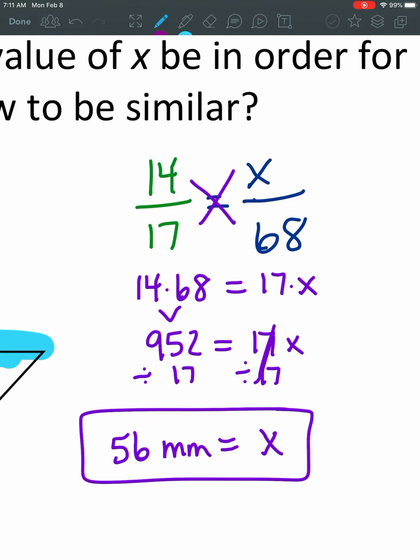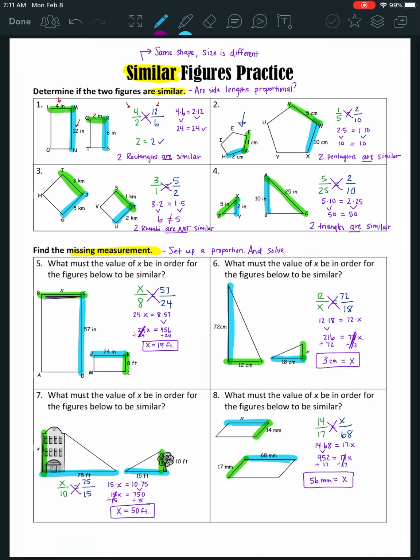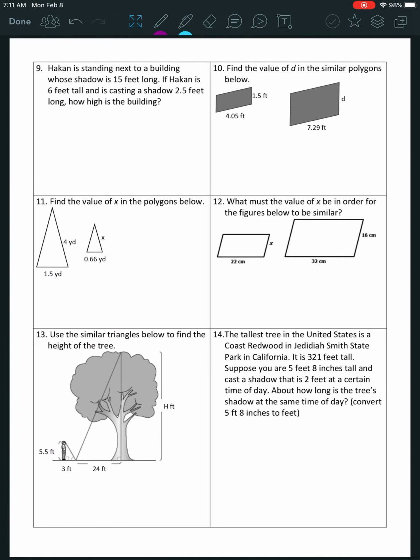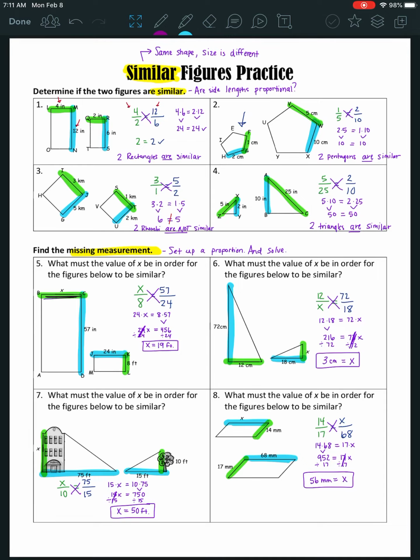I'm going to pause there. I know there's a second page, and we can use that for some extra practice and examples in class if you guys need them. So that is how to determine if two shapes are similar, and then how to find a missing side length in similar shapes.